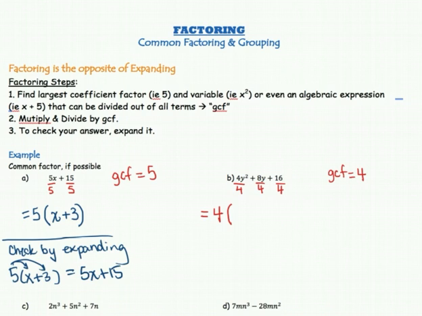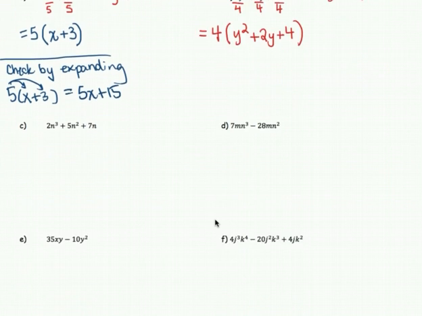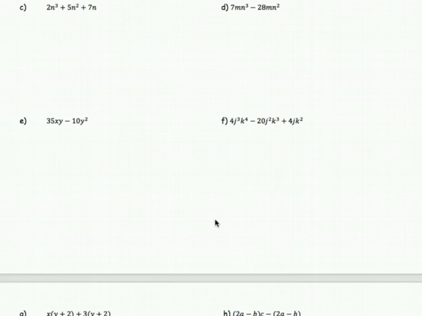4 divided by 4 cancels out. That leaves a y squared. The plus comes down. 8 divided by 4 is 2y, and then 16 divided by 4 is 4. Okay, so again, if you double check it, multiply this in, you should get back to the original. So that's how you know you factored it. So this is the factored answer, and that's what you want. On to C.